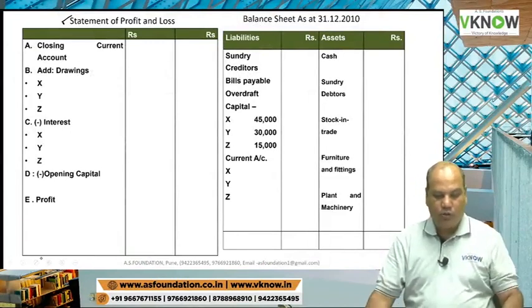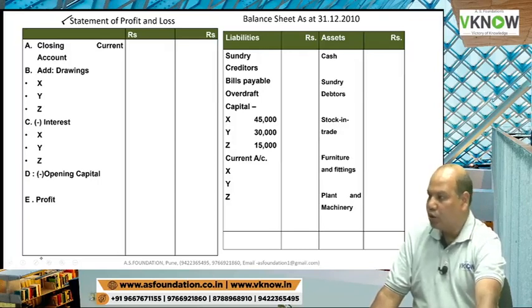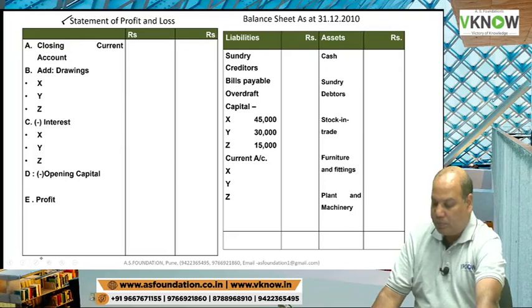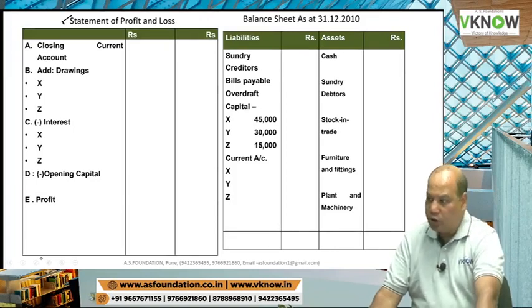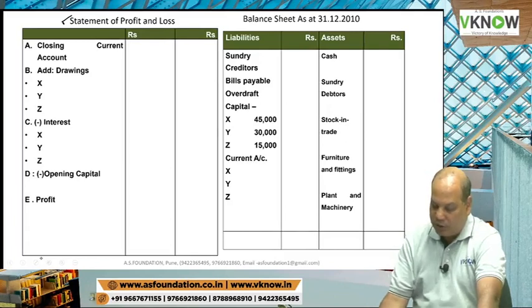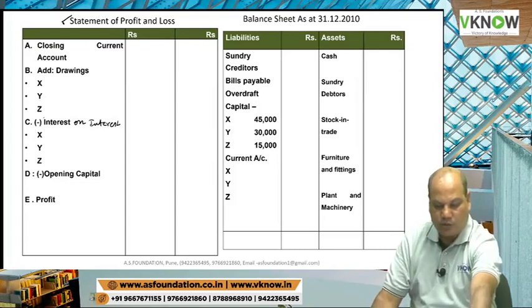Statement of profit and loss account. Right hand side two columns, rupees, rupees. Then you write down point number A, closing current account balance. Add drawing. Then write down point number C, less interest on capital. Drawing, write down in 3 lines X, Y, Z.